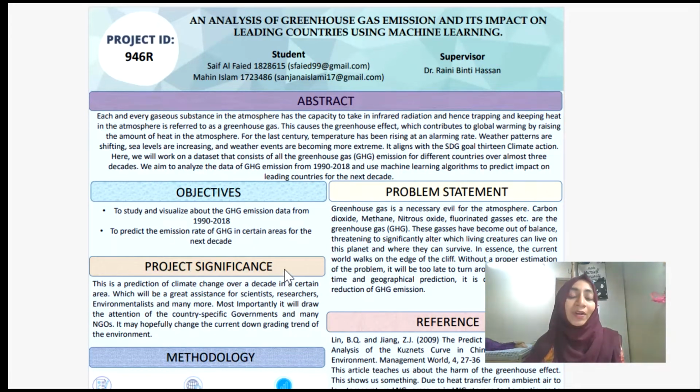So these are our project objectives. Our project objectives are two. The first one is to study and visualize the greenhouse gas emission data from 1990 to 2018, and the second one is to predict the emission rate of greenhouse gas in certain areas for the next decade.